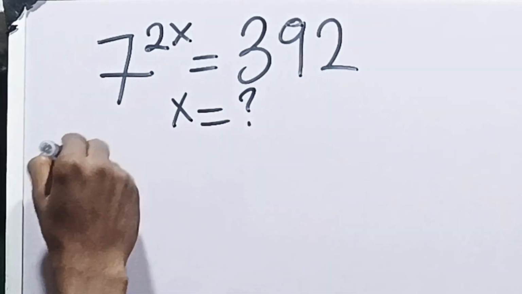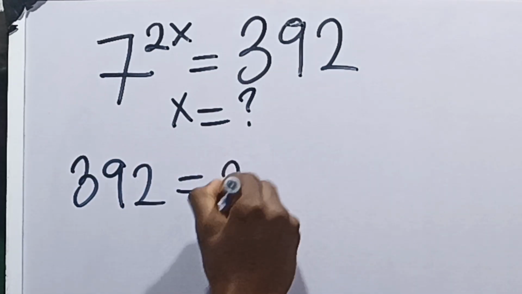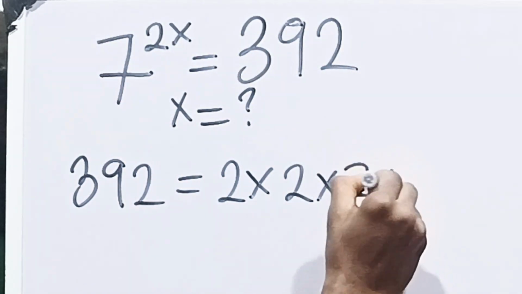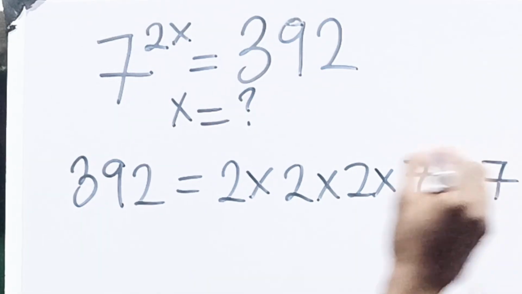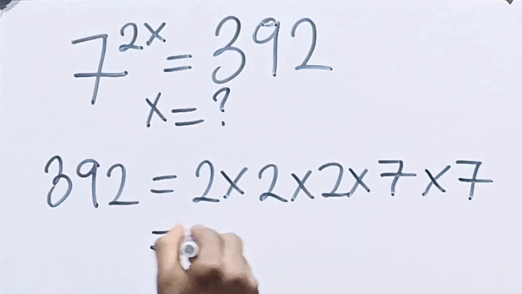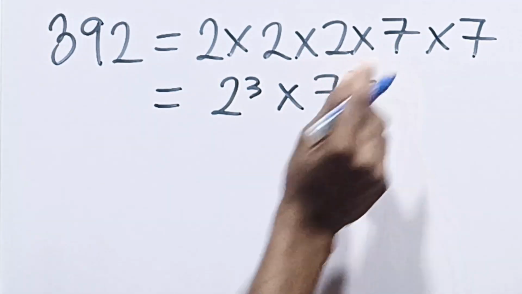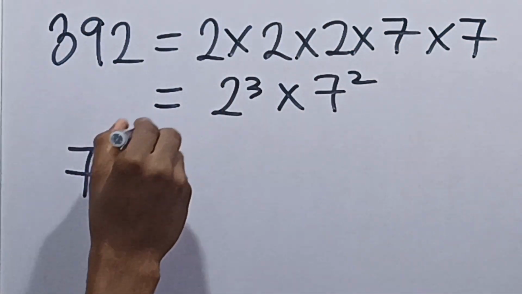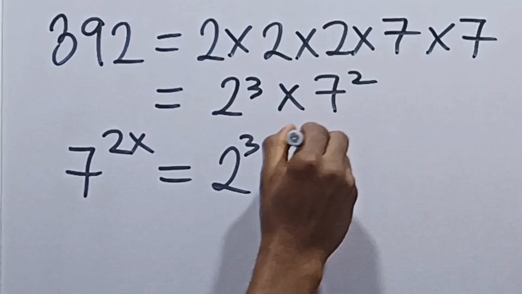Alright? So 392 can be said to be equal to 2 multiplied by 2 multiplied by 2 multiplied by 7 multiplied by 7. Okay? Now this can be written to be equal to 2 cubed multiplied by 7 squared. Now you can replace 392 with this in this equation so that we have 7 raised to the power 2x to be equal to 2 cubed times 7 squared.